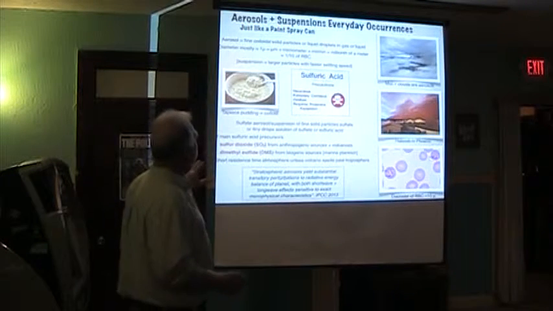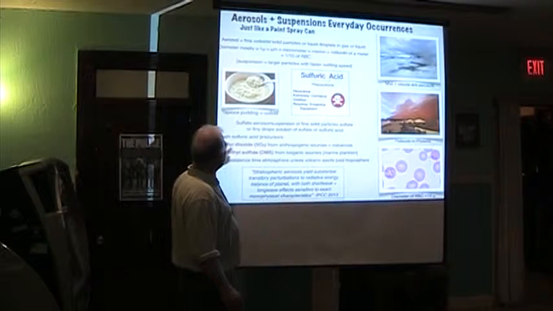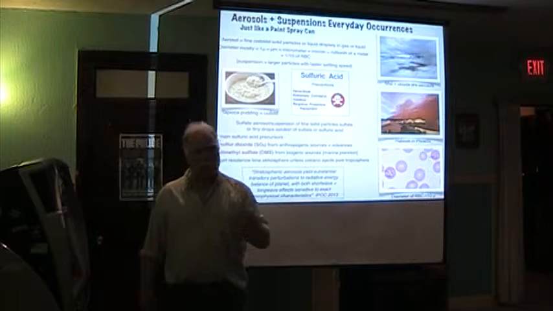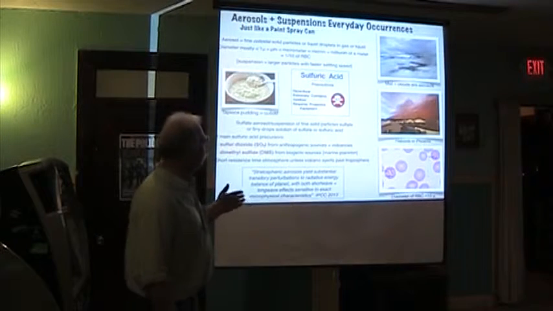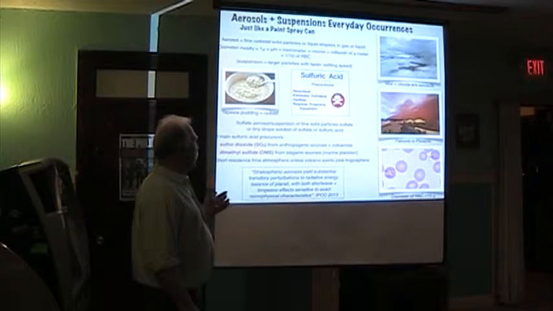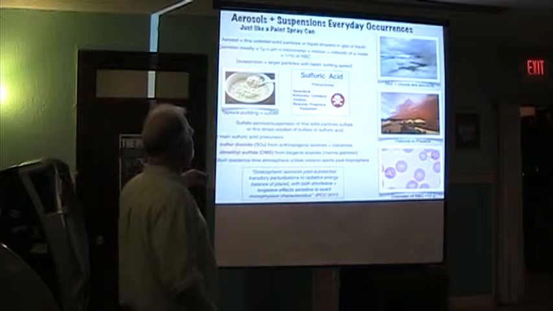And it turns out that one of the most important aerosols is sulfur. So you can get sulfur dioxide from anthropogenic sources, a coal plant burning, for example. You can get it from volcanoes also. And then dimethyl sulfide, DMS. And that comes from biogenic sources, mainly marine plankton. So those are the two forms.